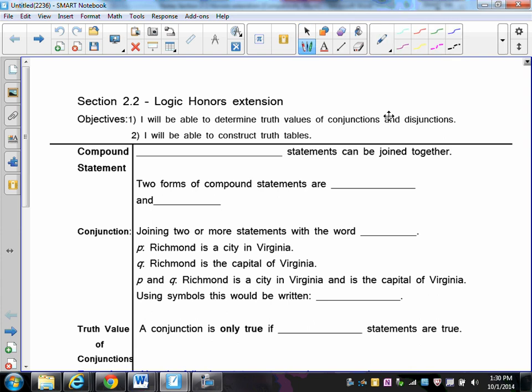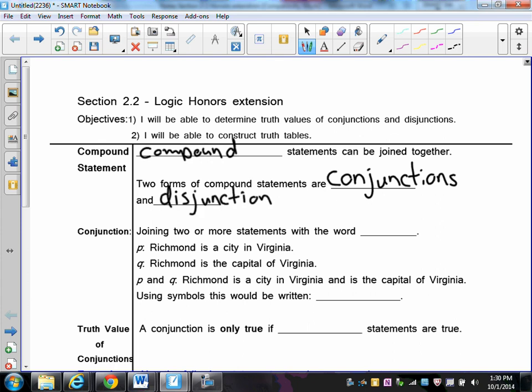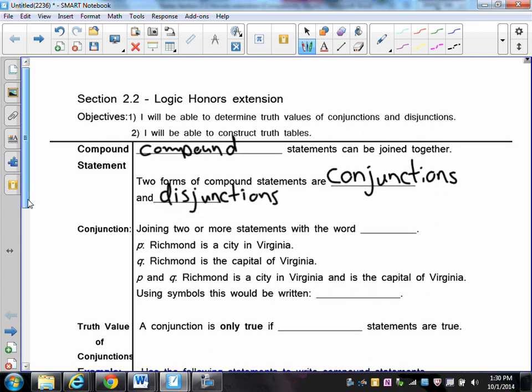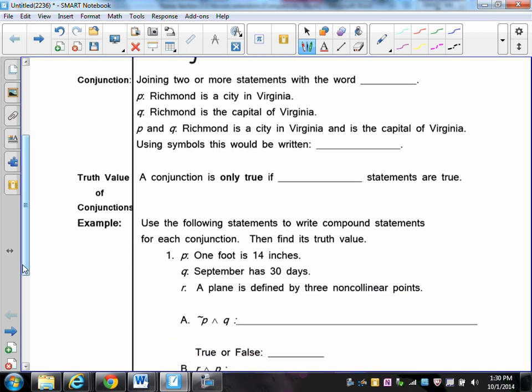So compound statements can be joined together. Two forms of compound statements are conjunctions and disjunctions, which we're going to define momentarily. The words conjunctions and disjunctions aren't so important.